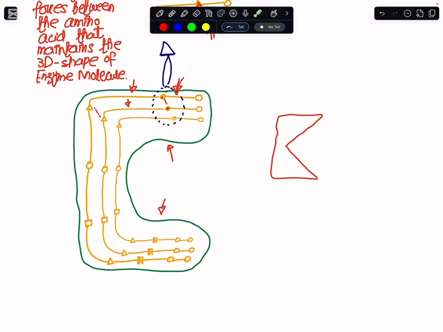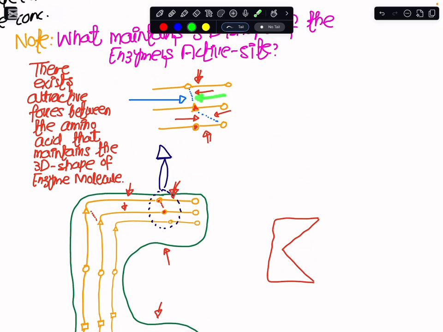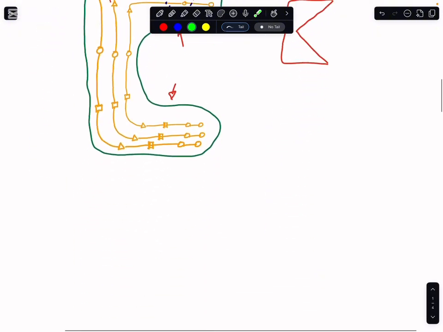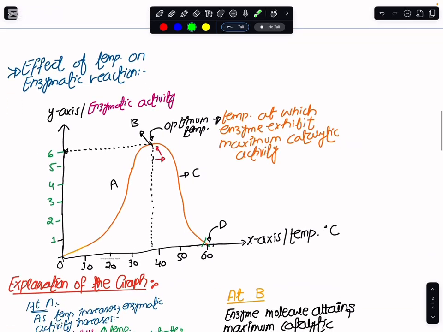So we would see that if we try to change the temperature and pH, then something would happen to these attractive forces between the amino acids, and in some cases the enzymatic reaction would come to an end, or cease.